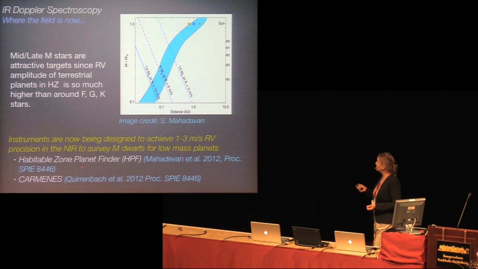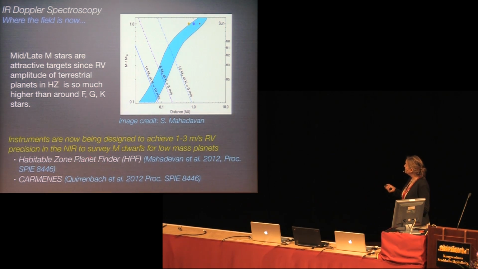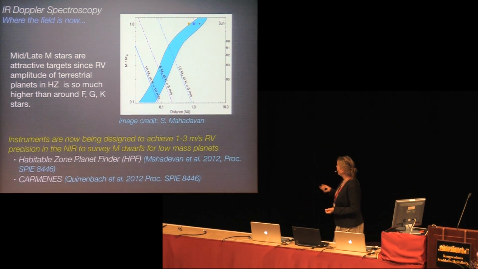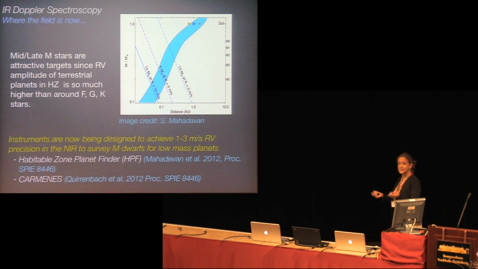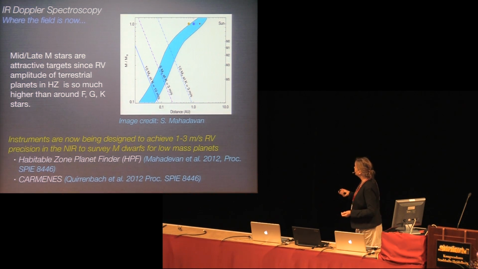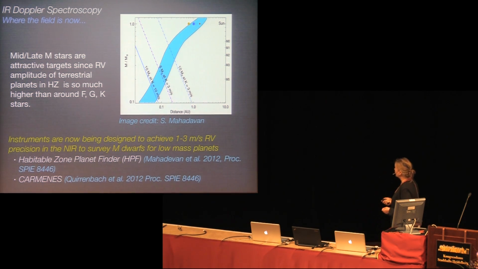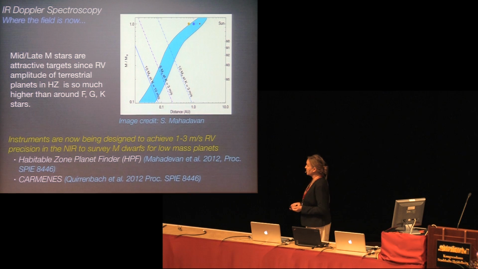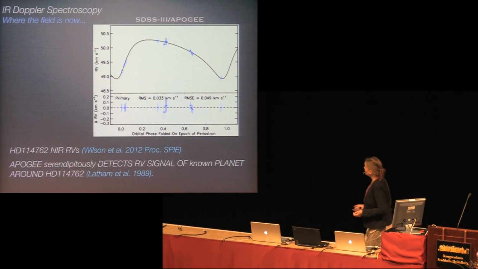These instruments include the Habitable Zone Planet Finder, HPF. Suvrath Mahadevan, co-author, is working the lead on that. And CARMENES, of course, Andreas Quirrenbach, who I saw, is leading that effort with a double-arm spectrograph to look at the infrared and the optical. So these will finally give us access to the stars that are the most populous in our galaxy, the stars that make up 70% of the stars in the Milky Way galaxy.